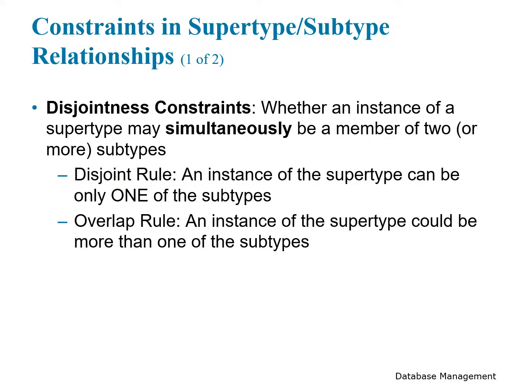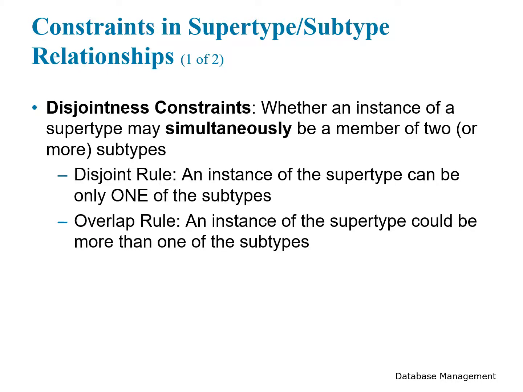Constraint in supertype-subtype relationship. Disjoint constraint: whether an instance of a supertype may simultaneously be a member of two or more subtypes. Disjoint rule: an instance of the supertype can be only one of the subtypes. Overlap rule: an instance of the supertype could be more than one of the subtypes.